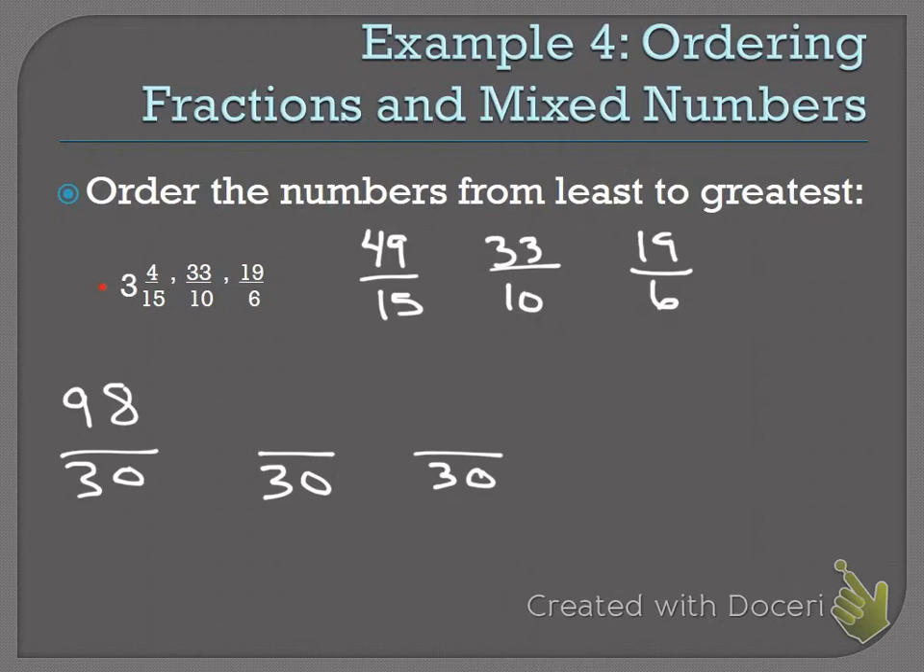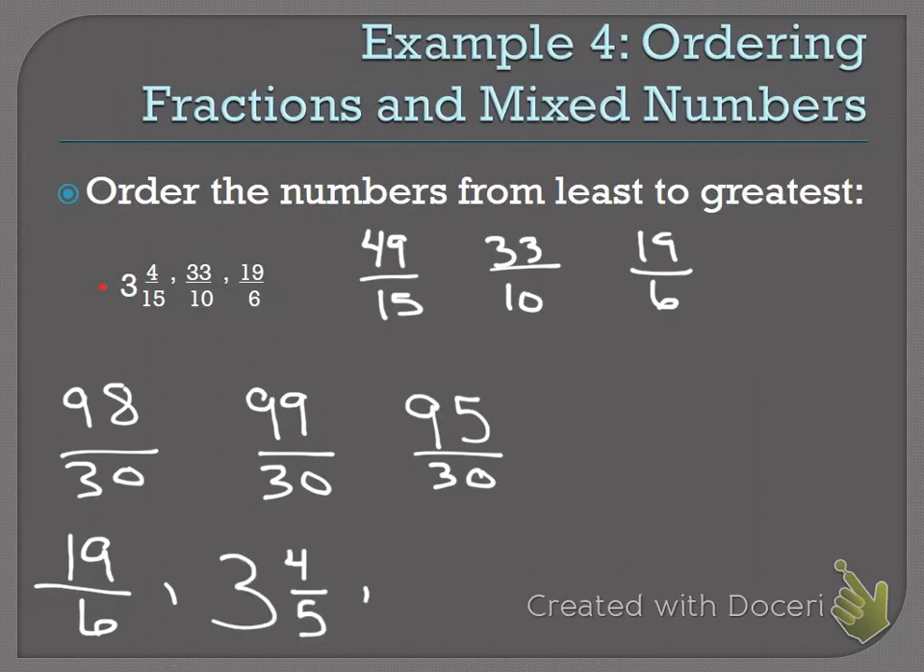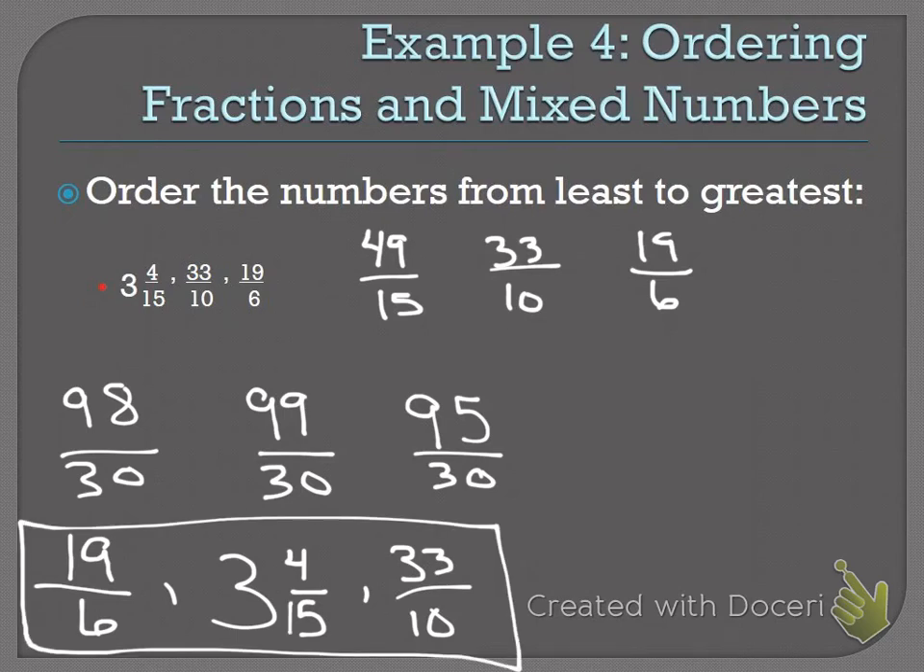All right, what's your second numerator? What is it? 99. And then 95. Which one is the smallest? Write it in its original format. Which one's the smallest? 19 over 6. Which one's the next smallest? 3 and 4/15. And I'll fix that in a sec. And 33 over 10. Okay?